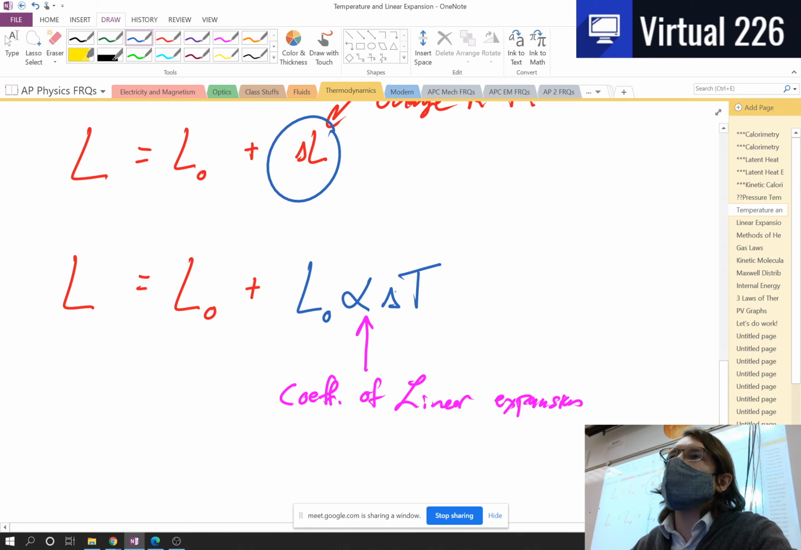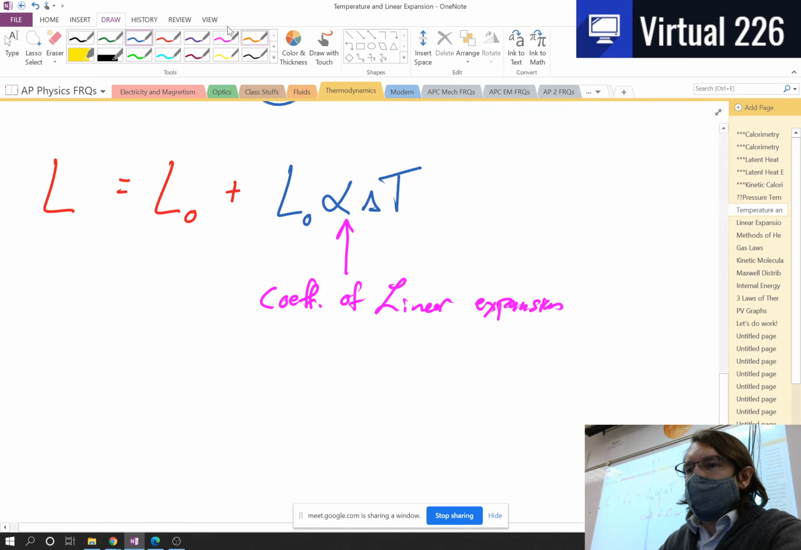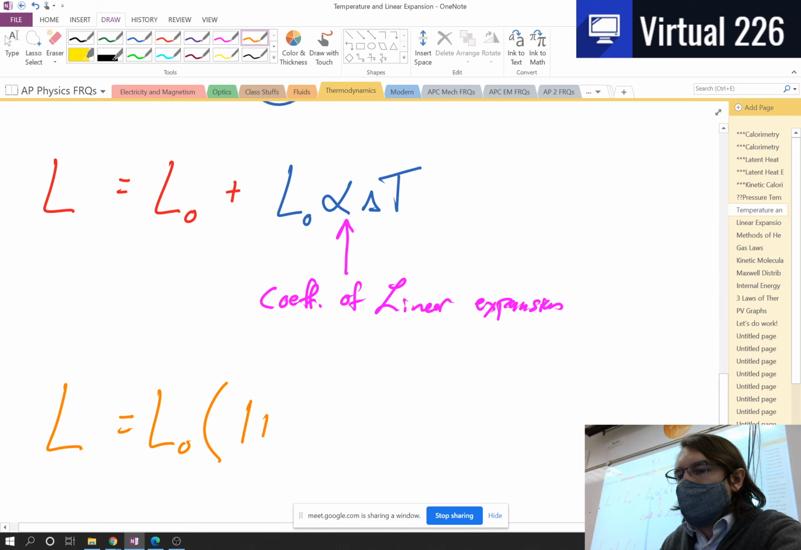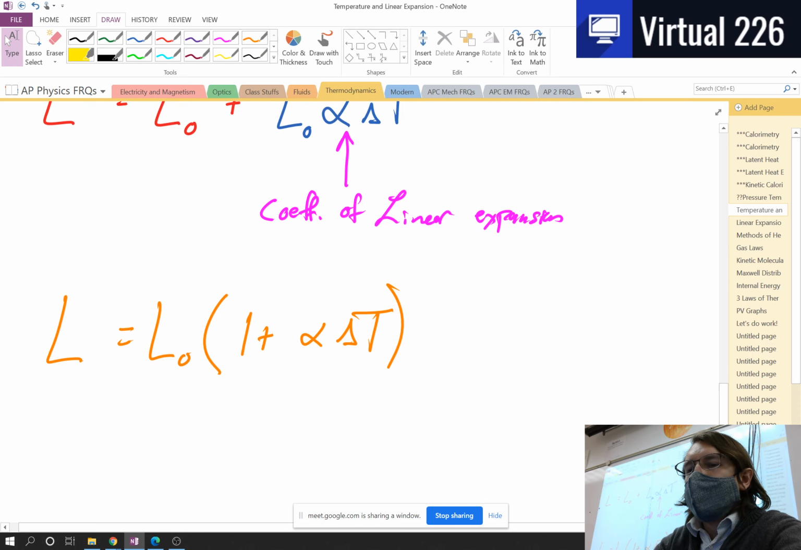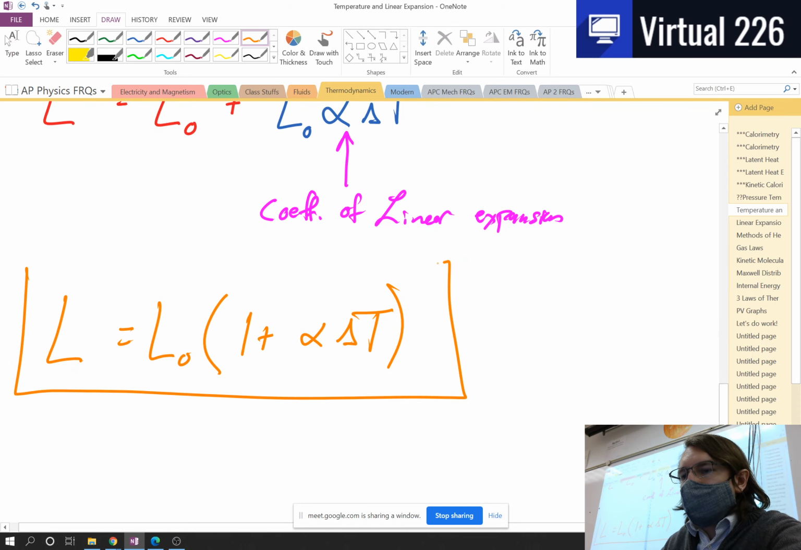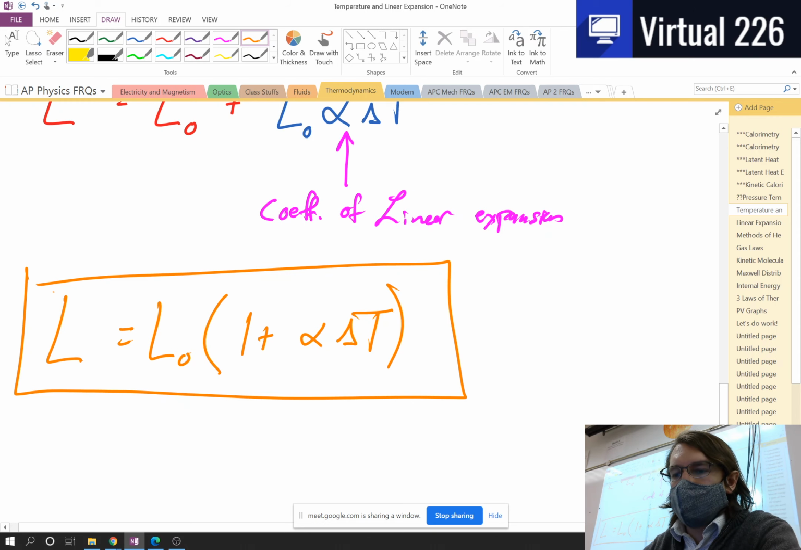And because this is a change in temperature, it doesn't matter if you measure in degrees Celsius or in Kelvin, because both of those are on that absolute scale, and a change of 1 degree Celsius is a change of 1 Kelvin. So whatever unit you're in, stick with it, except Fahrenheit. That's evil. If we wanted to, we could rewrite this a little bit more succinctly as saying the new length equals L naught multiplied by 1 plus alpha delta T. This is our linear expansion equation.